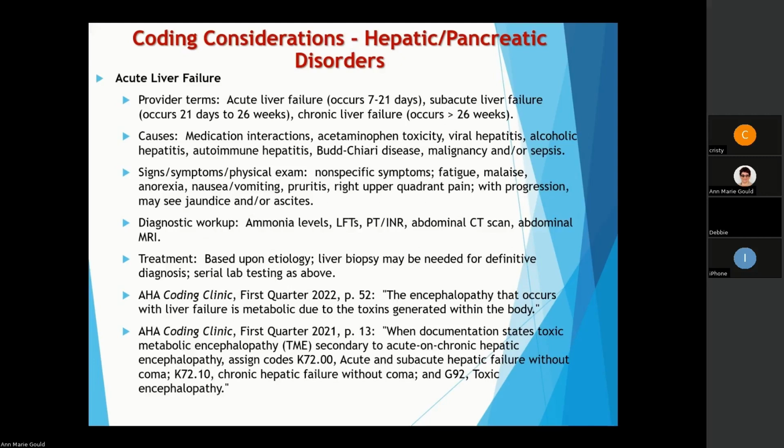Sometimes I query for acute liver failure and the doctor will document subacute liver failure, which I think defaults to acute liver failure, but they make it more specific, like it's subacute. Right, it's very helpful. So more specificity is key when it comes to liver failure too.